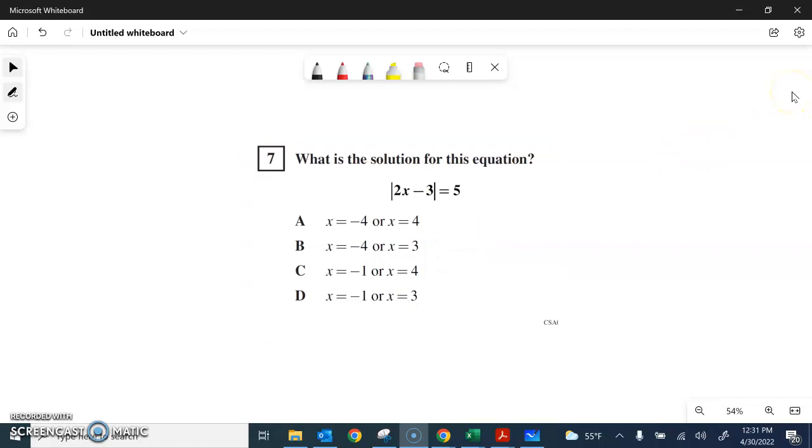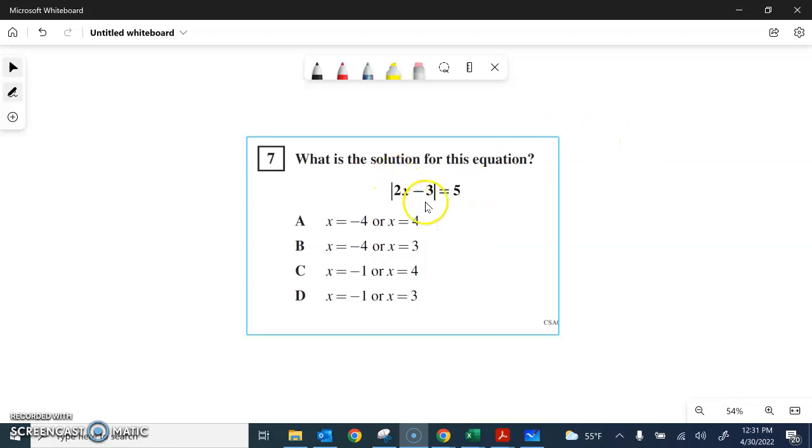Okay, so when you get a question like number 7, it's got these brackets right here, and it's asking us what is the value of x that if we put it into that equation would give us a value of 5.